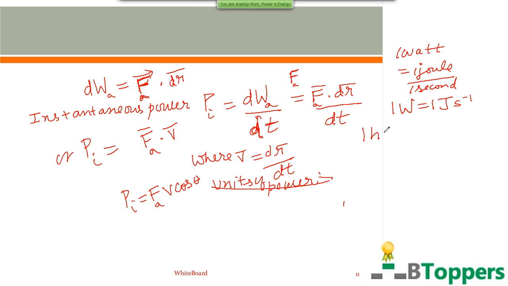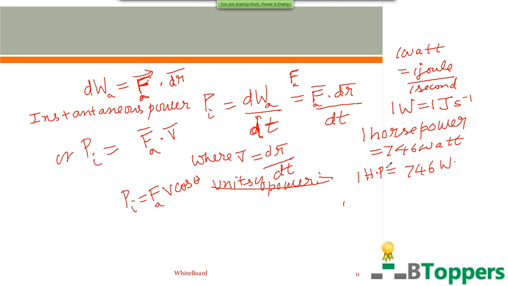So 1 horsepower can be defined as the power of an agent which works at the rate of 746 watts or 746 joules per second. Or 1 horsepower, in short we write HP, equals 746 watts.